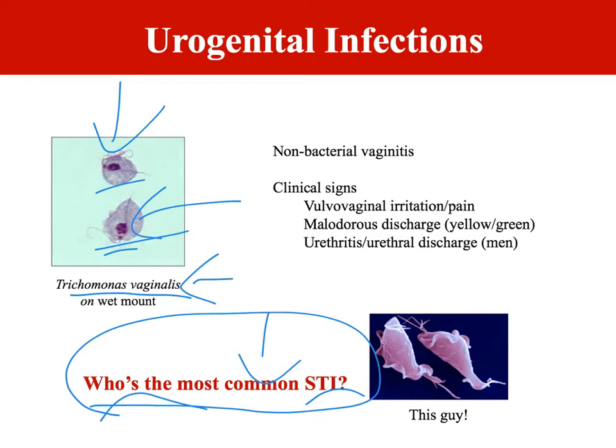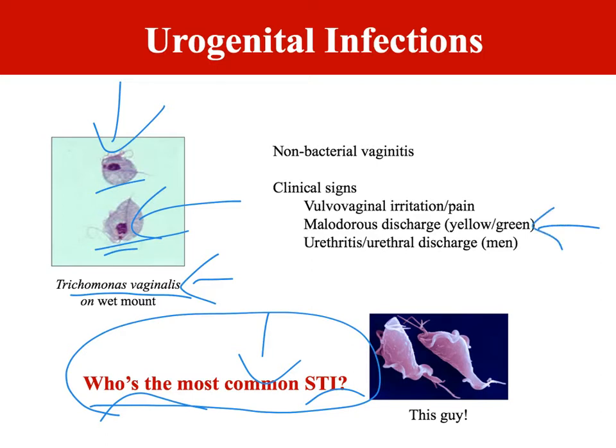The clinical state associated with trichomoniasis is non-bacterial vaginitis. This is where you have inflammation of the vaginal cavity, and the patients who present with this obviously are women, but they'll present with vulvovaginal irritation and pain. There's a lot of redness, a lot of itching, a lot of descriptions of a burning pain that doesn't really go away. In addition, there's often a vaginal discharge.